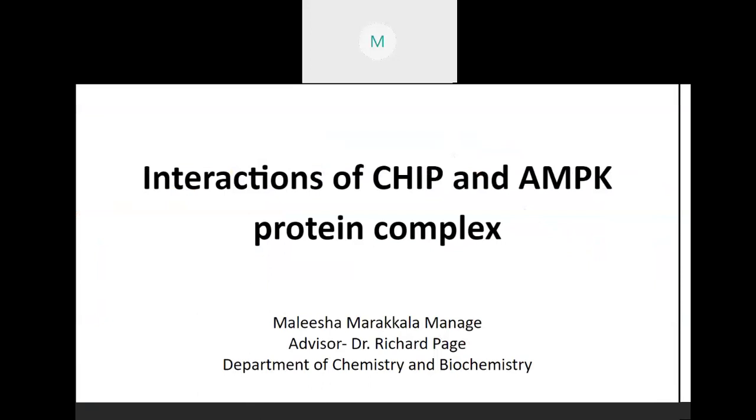I am going to present my research, Interactions of CHIP and AMPK protein complex. Proteins are small molecules that range from 1 nanometer to 100 nanometer. So it is pretty challenging to visualize interactions between two proteins, especially when we need to know which part of the protein interacts with the other protein. In my research, I am studying the interactions of two proteins called CHIP and AMPK.